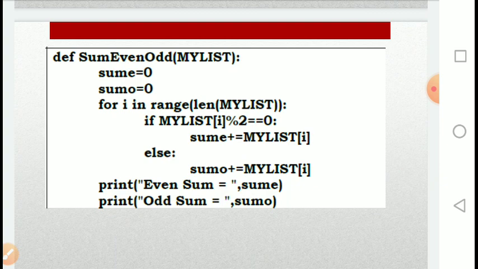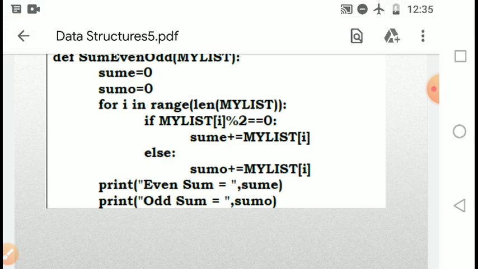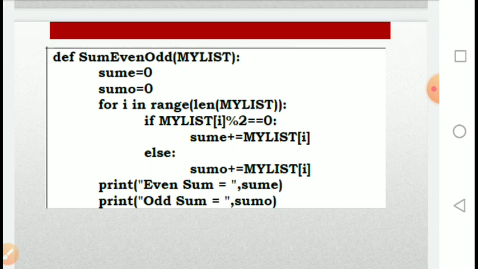and if the content inside is an even number, how do we check for an even number? We'll check whether the remainder of the division by 2 is 0 or not. If the remainder of division by 2 is equal to 0, it will be added to the sum of even numbers. If it is not 0, of course it will be an odd number, and it will be added to the sum of odd numbers. Now print the sum of even numbers and print the sum of odd numbers can be given directly. So this is how this function works.